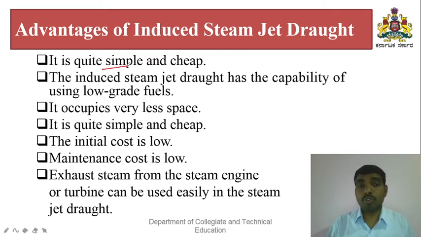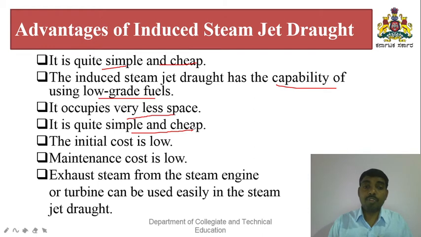It is quite simple and cheap. The induced steam jet draught has the capability of using low grade fuels. You can use this type of draught system for low grade fuels also. It occupies very little space. It is quite simple and cheap because only one nozzle is enough to get the jet. The occupied space is very little, it is simple, and the initial cost is very low. The maintenance cost is also very low.